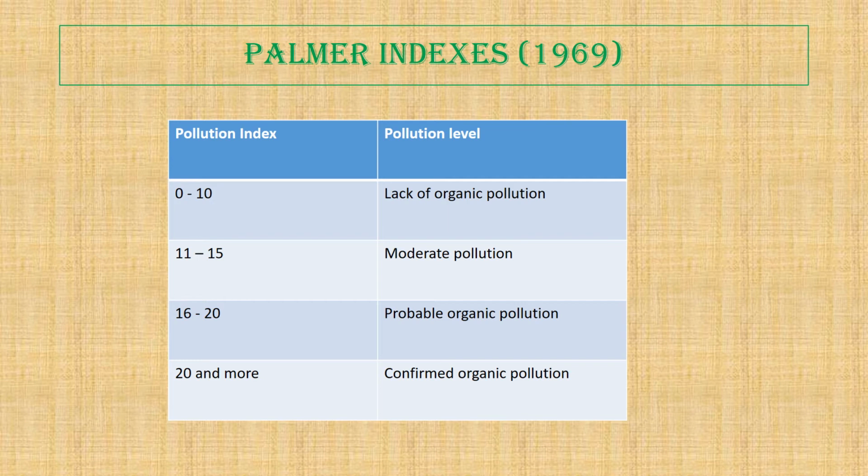So after summation of all the index numbers, we can determine the pollution index at any site, based on which 0 to 10 pollution index has no organic pollution, 11 to 15 has very moderate amount of pollution, 16 to 20 have organic pollution but probably not very specifically, but 20 and more of the pollution index, algae will determine that this water body has confirmed organic pollution.